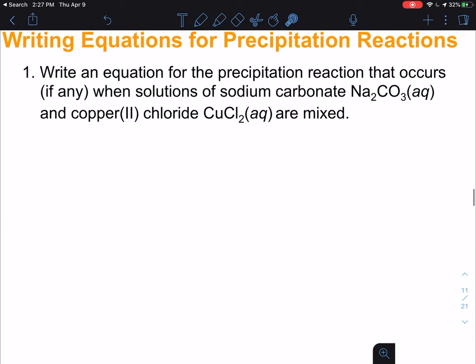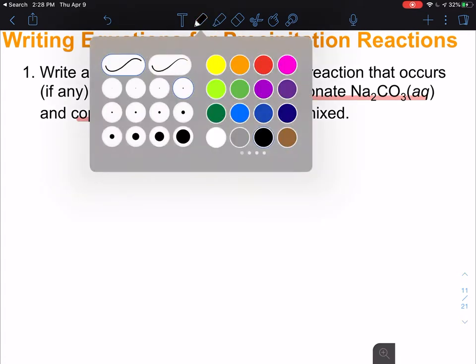So let's do another example. Write an equation for the precipitation reaction that occurs when solutions of sodium carbonate, now I gave you sodium carbonate, and copper chloride are mixed. Sometimes I won't give you that. Sometimes I won't give you the sodium carbonate, right? You're just going to have to remember what sodium carbonate is. But in this case I did.